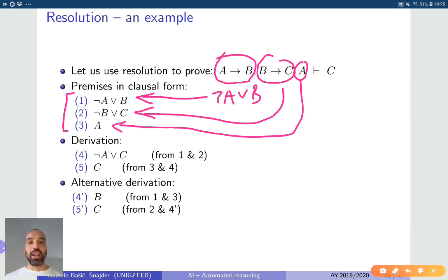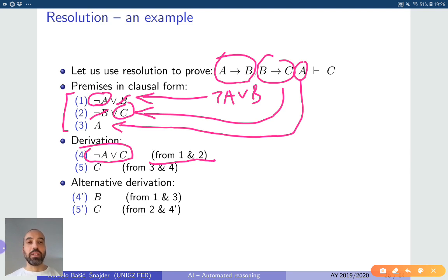There are two ways we can go here. We could resolve 1 and 2 by resolving on B, and this would give me the rest from the first clause, which is not A, and the rest from the second clause, which is C. So this would give me not A or C, right? As the fourth clause, which I'm now adding to the set of clauses. The convention is whenever you apply a rule of inference, next to it you leave a trace and tell us what you combined. So this was derived from clauses 1 and 2.